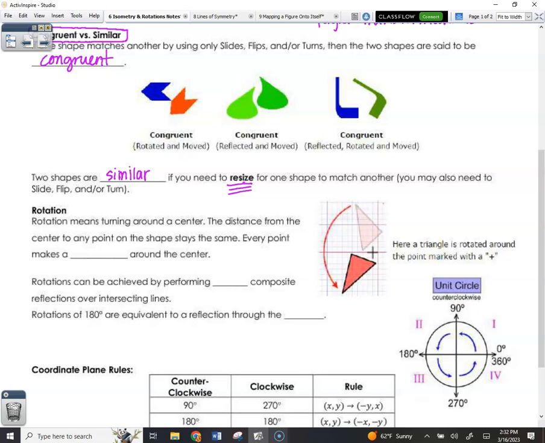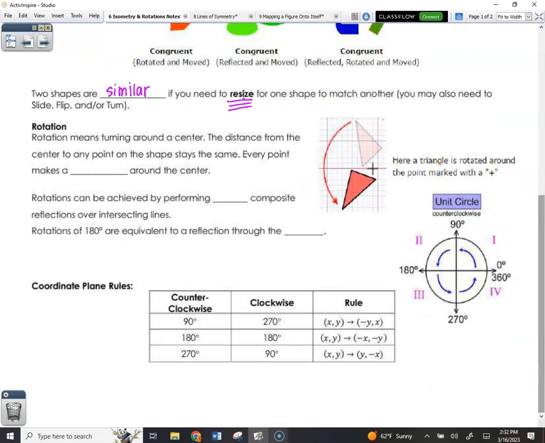Okay? Then rotations, we learned that 2 days ago, and then we practiced it yesterday. Rotations means you're just rotating around the center. We are always rotating around the origin. That means that the distance from the center to any point on the shape would stay the same every time. If you were to, say, hold your finger down on the center and then hold your pencil down on a corner, as you rotate it, it will draw a circle. So every point makes a circle around the center.